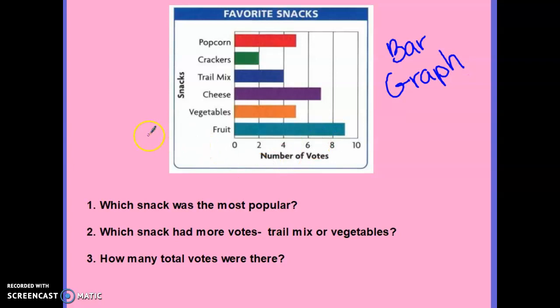This would be considered a horizontal bar graph, meaning the bars go from left to right. But it's still a bar graph. And we can still answer all of these questions about it if we need to. I just wanted to show you that so you know that bar graphs can go both ways. They can be side to side or up and down, and they're still bar graphs. So you've had a lot of examples, and I think you're going to get this really easy.